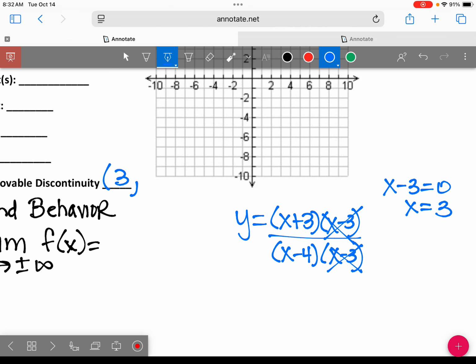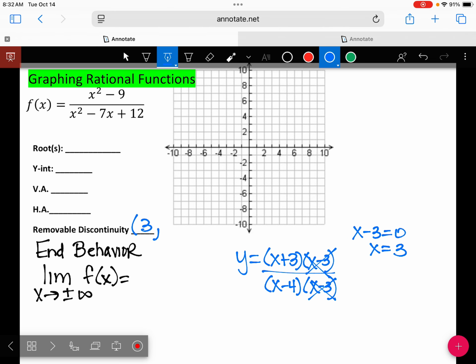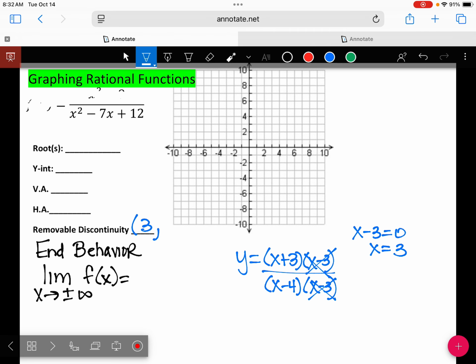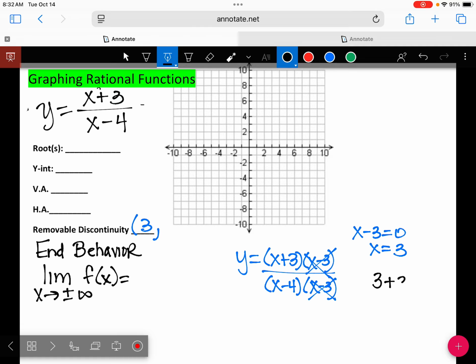And now for everything else, as a matter of fact, I'm going to erase this one. For everything else, all of my questions, I'm using what I have left over. So the equation that I'm going to use to answer everything would be y equals x plus 3 over x minus 4. All right. So let's take that 3 and substitute it in. What do you get when you do 3 plus 3 over 3 minus 4?